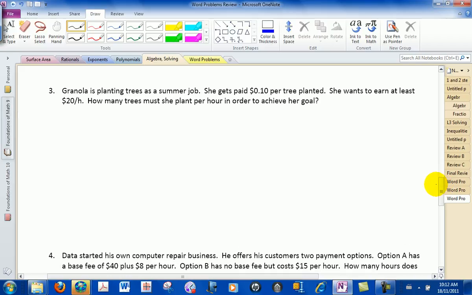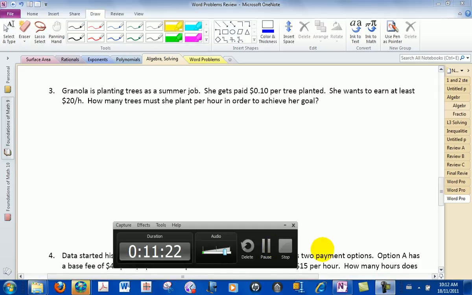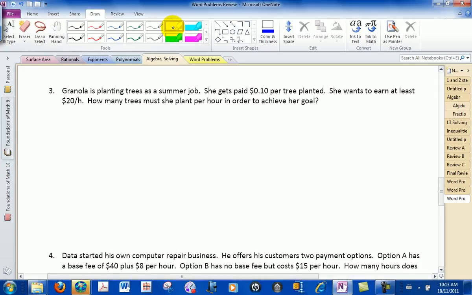Number 3. Granola is planting trees as a summer job. Read the question. Use your highlighter. Underline the important stuff. Good. So 10 cents per tree. Earn at least $20. And how many trees to achieve her goal? Your let statement. Let x equal what? Number of trees. Good job, Randy.